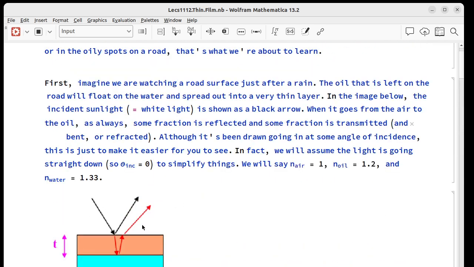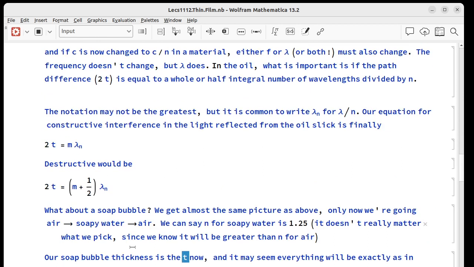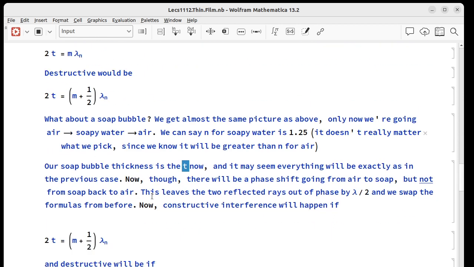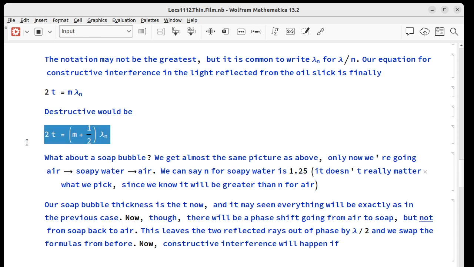The soap bubble thickness is t, and it seems like everything is the same as the previous case, except now if this is air, soap bubble, and then air again, we do get a phase shift here, going from air to soap bubble. We do not get one here, going from soap bubble back to air. So there's a relative half wavelength shift. And what that means is these two formulas switch places, where this is what we had for constructive, this is what we have for destructive.